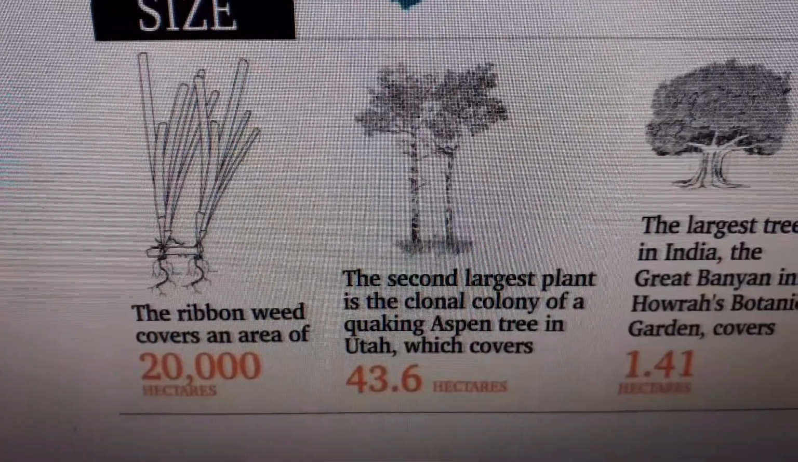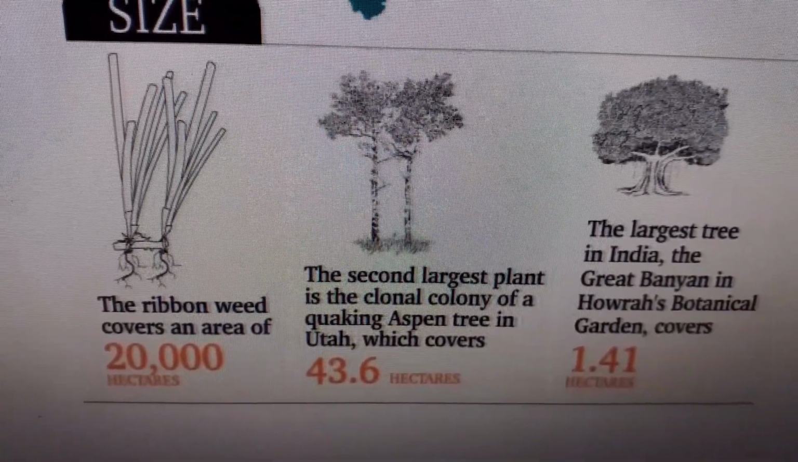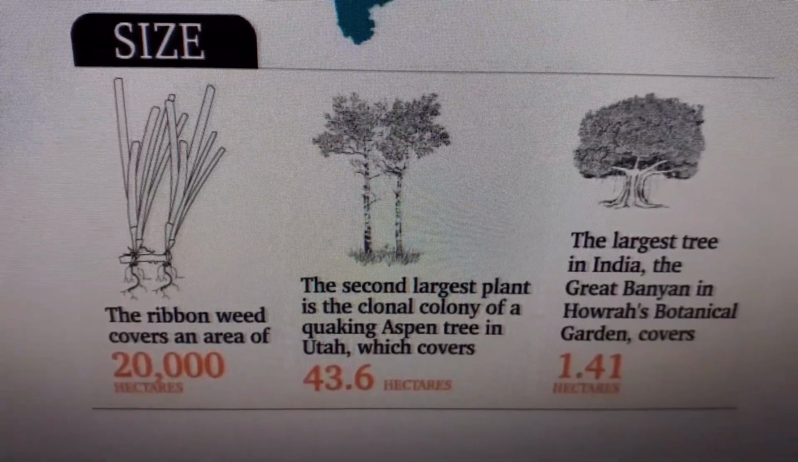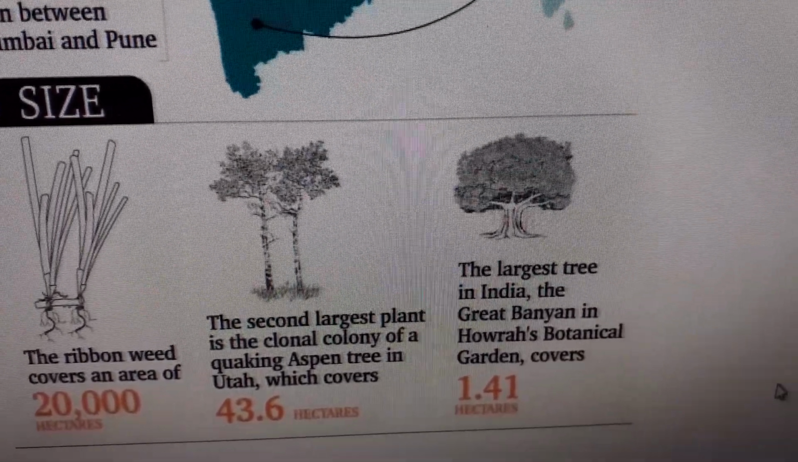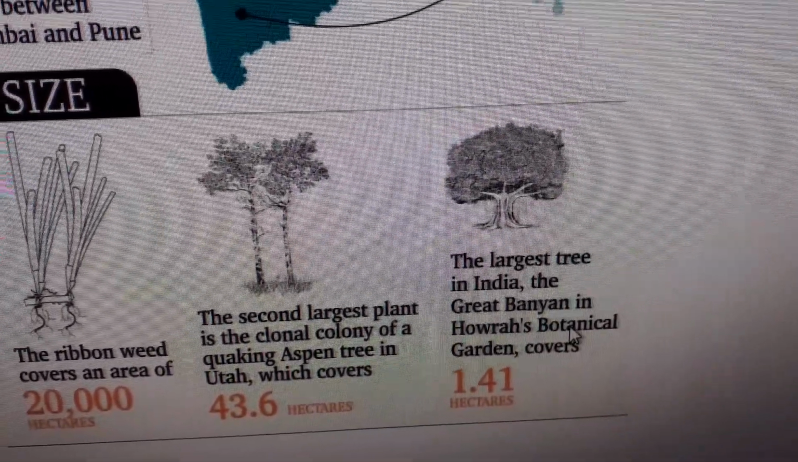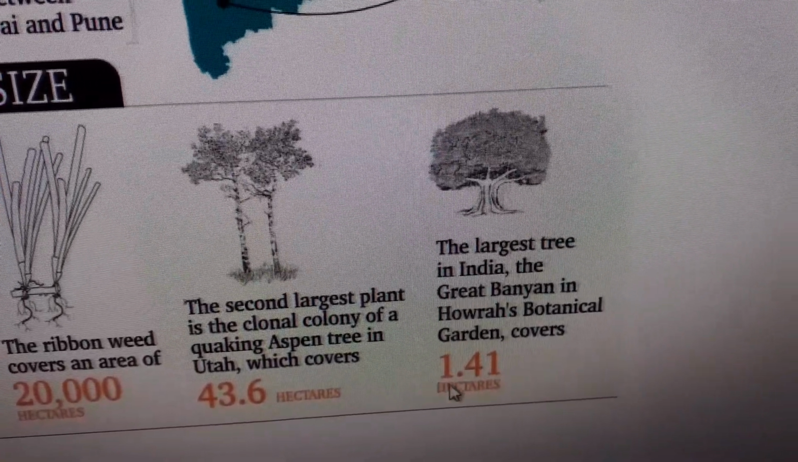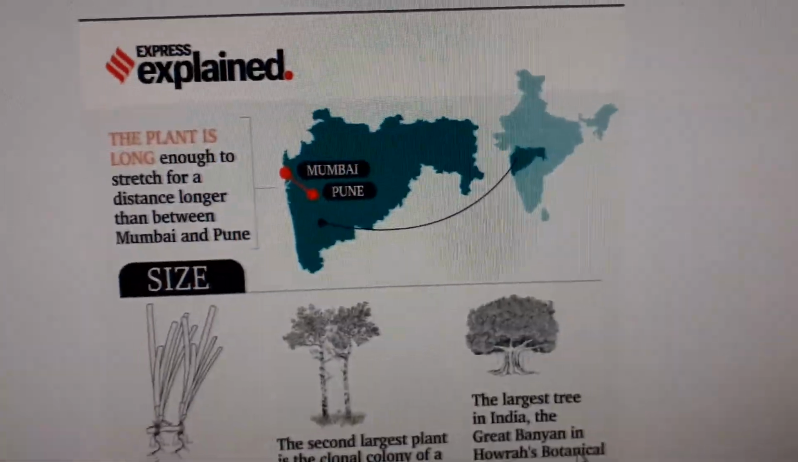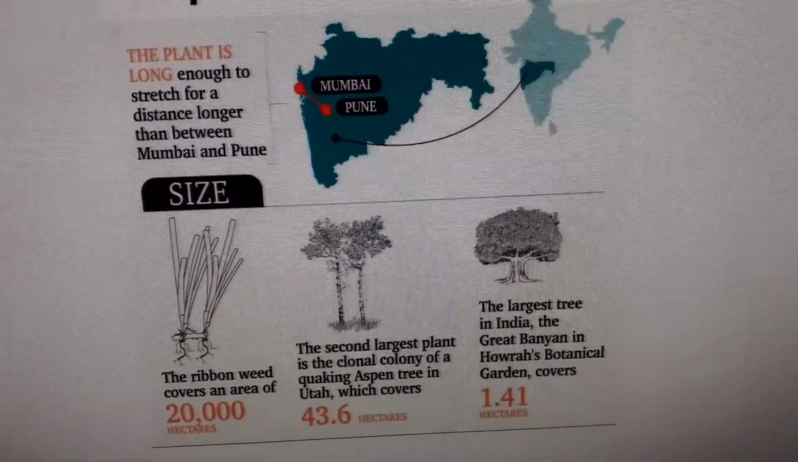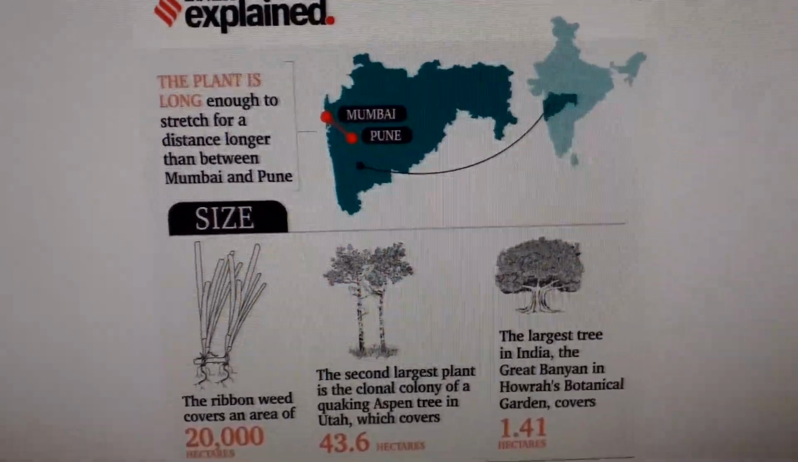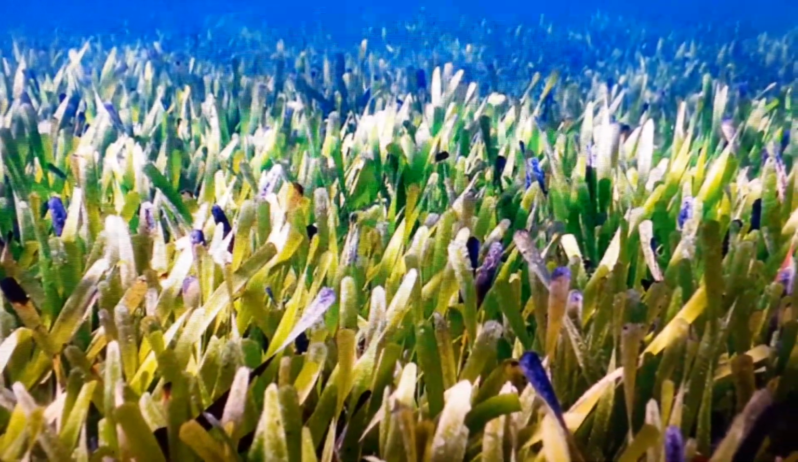Second largest plant is a colonial colony of quaking aspen trees in Utah. It covers up to 3.6 hectares, compared to the 20,000 hectares of the ribbon weed. Largest tree in India, the Great Banyan, in Howrah's Botanical Gardens, covers 1.41 hectares. Kind of like scale, although this is only one certain perspective. That's a look at the grass plant, ribbon weed.